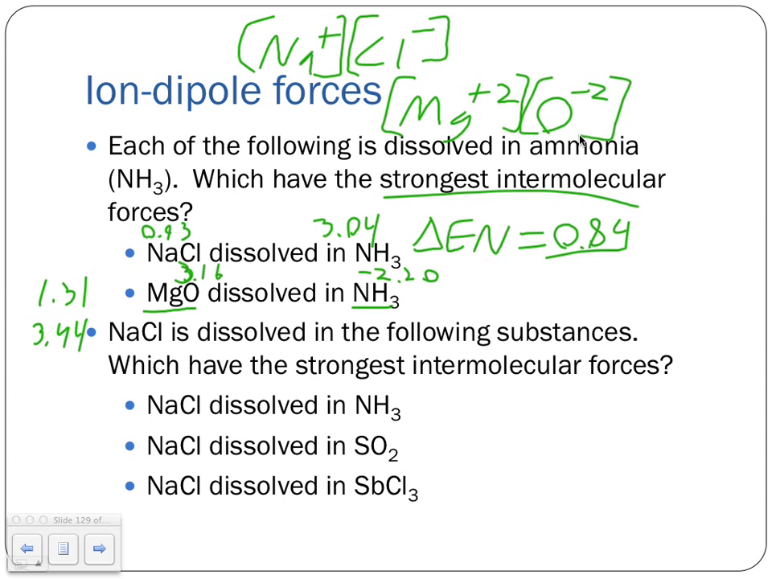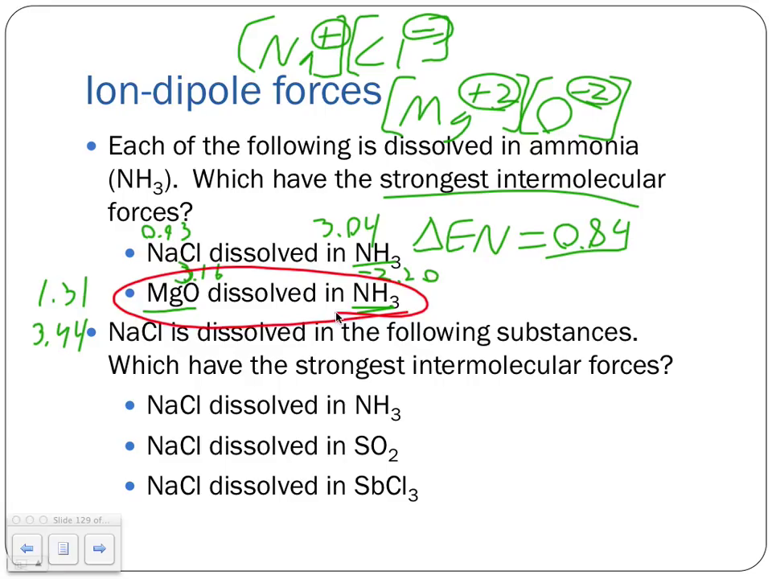Well, it said that the one that will have the stronger ion-dipole forces is going to be the one that has either the largest polarity, which is the same because they're both NH3 here, or the one that has the largest ionic charges. And +2 and -2 are larger charges than +1 and -1. And so the question is which one has the stronger intermolecular forces? It's going to be this MgO in the NH3. That's how we know it.